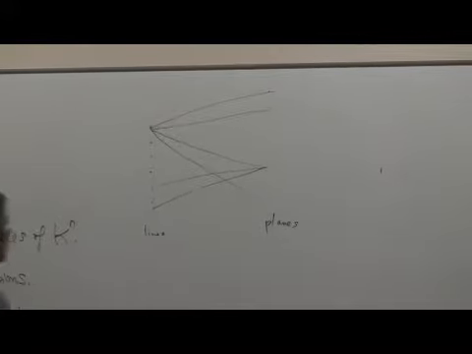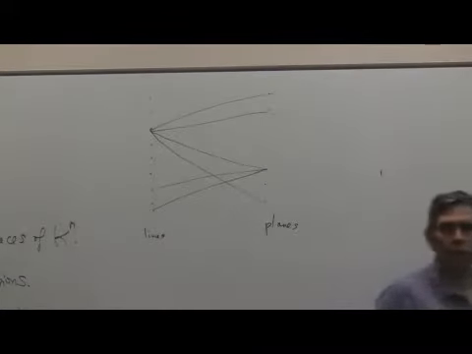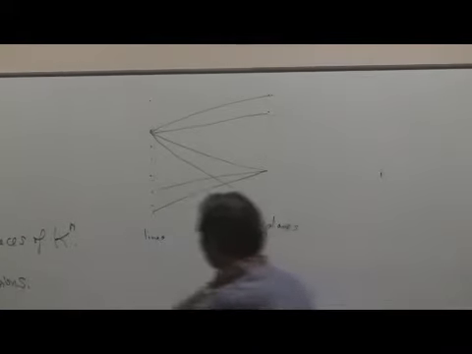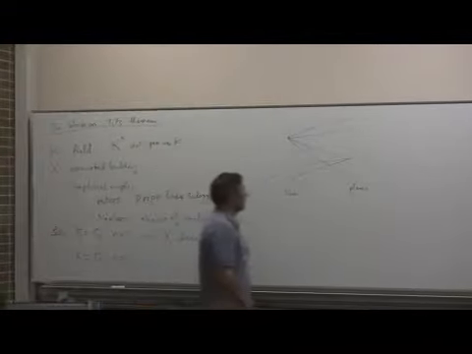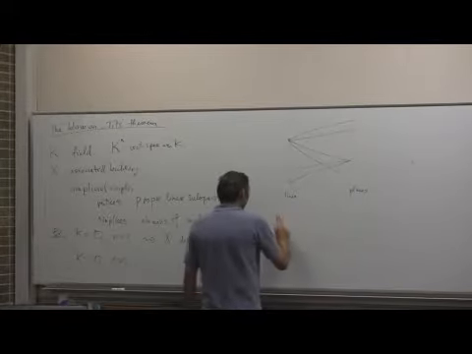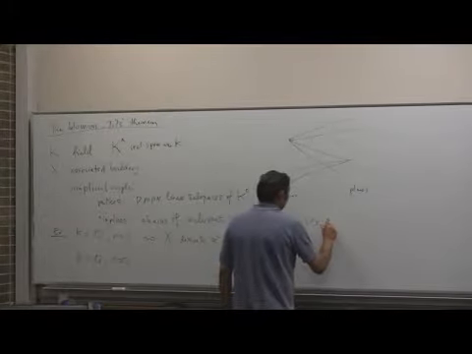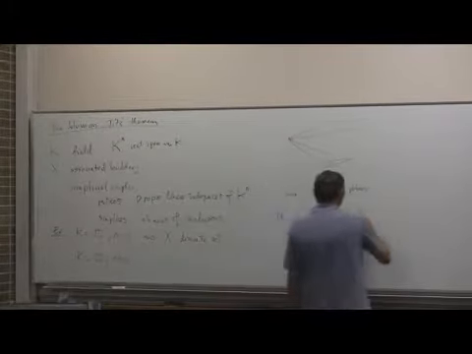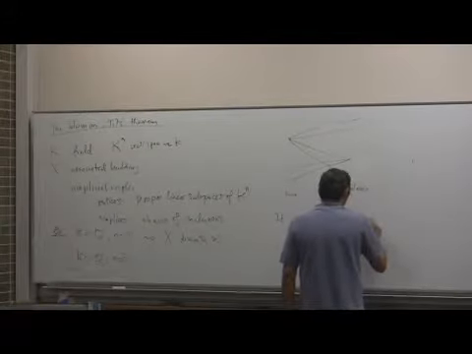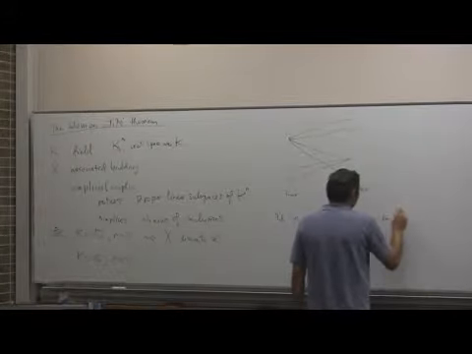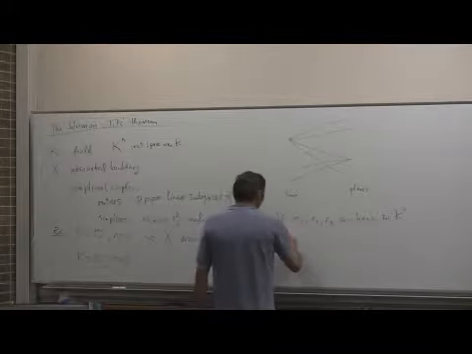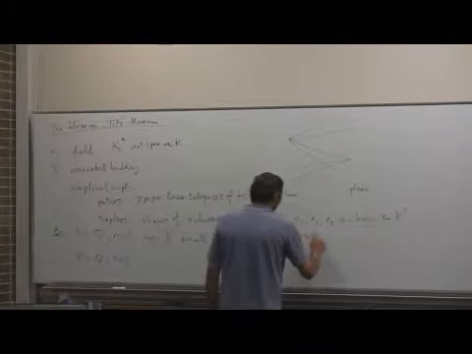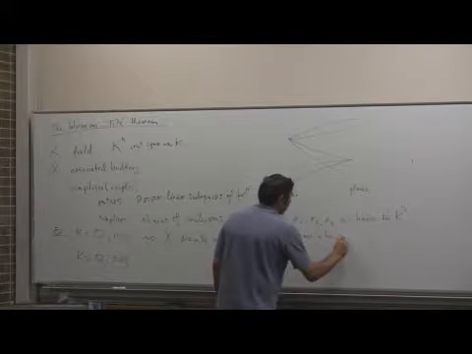Also notice that there are distinguished hexagons here. That is, if I choose a basis for my space, so let's say e1, e2, e3, a basis, then I have a natural hexagon.